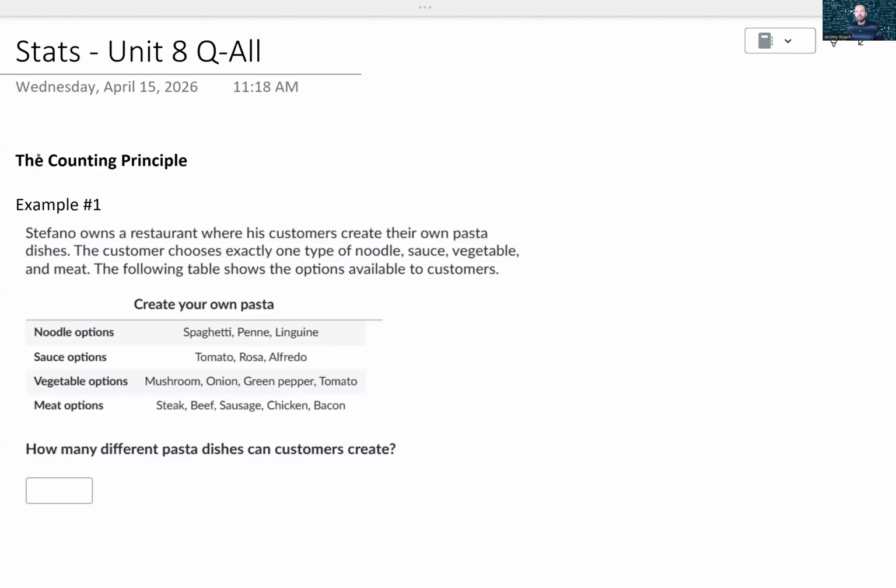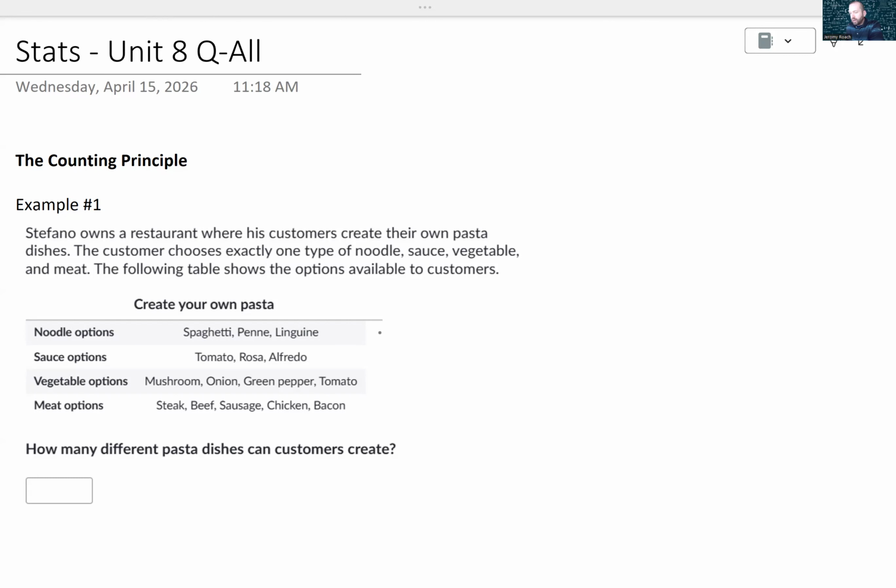The counting principle is a fairly straightforward concept, and it basically says we determine all of the possibilities of each possibility type, and then we multiply all of those possibilities. So let's look at this example here. It says Stefano owns a restaurant where his customers create their own pasta. The customer chooses exactly one type of noodle, sauce, vegetable, and meat. And the following table shows the options available to them.